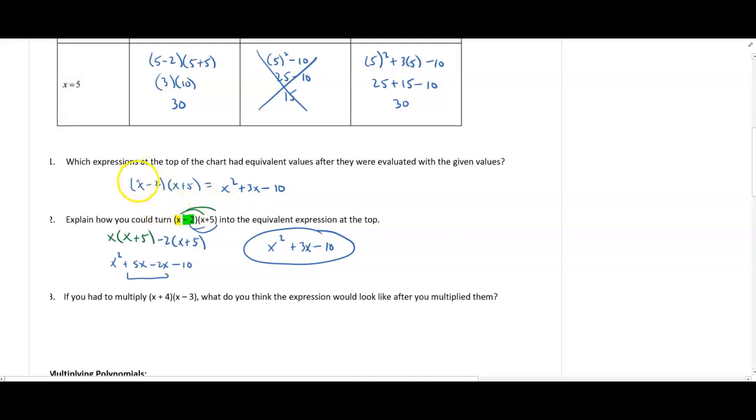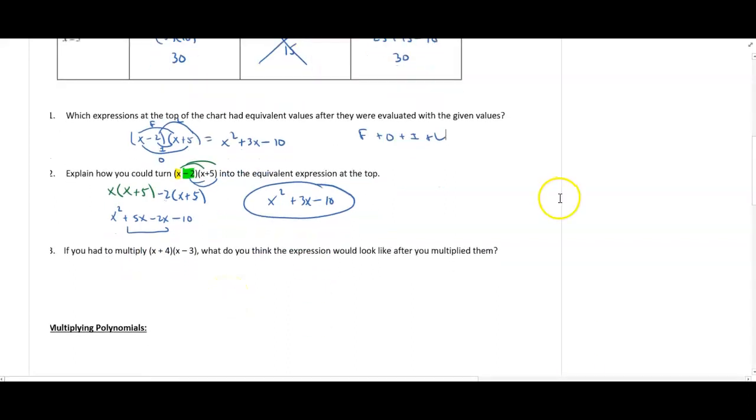So what you have to know is you're basically doing a process that some teachers call FOIL. I don't mind using it, but it only works with a binomial times a binomial. What it is, you multiply the first, then the outers, then the inners, and then the last. First plus the outer plus the inner plus the last gives you this expression.